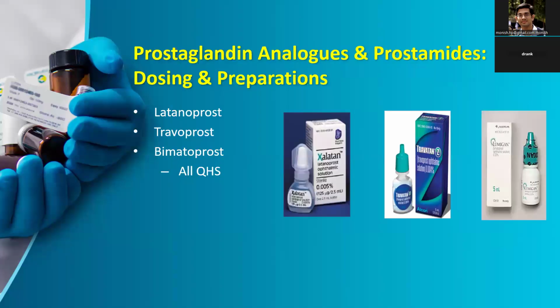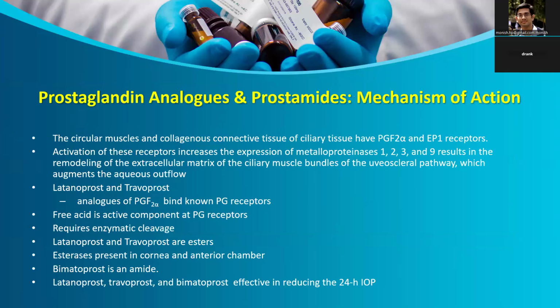Now, first and foremost, the most important class of drug, which is the first line for the treatment of glaucoma, is prostaglandin analogs. There are three formulations of prostaglandin analogs which are most commonly used: latanoprost, travoprost, and bimatoprost. These are the three formulations, and all of them are given once daily. How do they act? The mechanism of action is the most important for us to know.